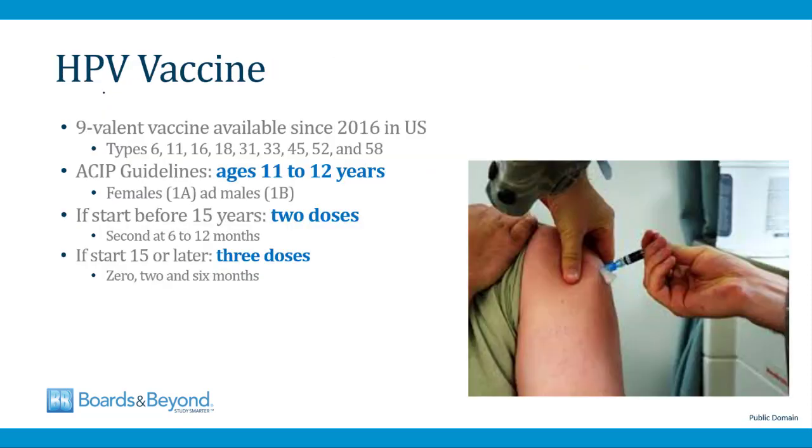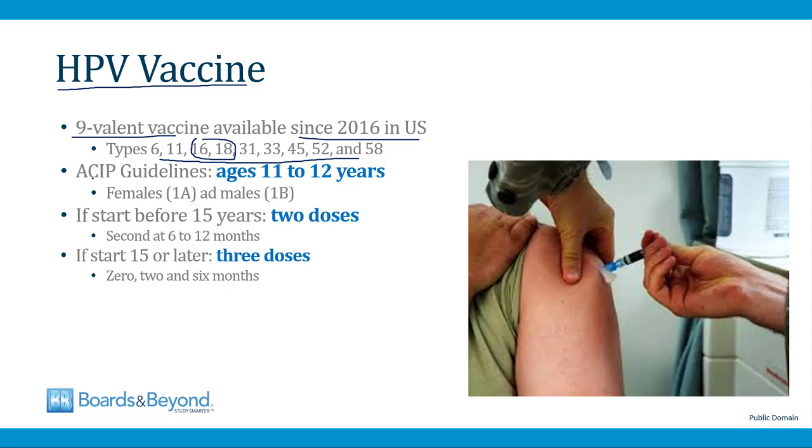And then I'll finish with one slide on the HPV vaccine. I talk about this in detail in the video on vaccination in the pediatric section. So there has been a 9-valent vaccine available in the US since 2016. It's called 9-valent because it protects against 9 subtypes of HPV, including all of those listed here, and this includes type 16 and 18, which are the 2 most dangerous types.